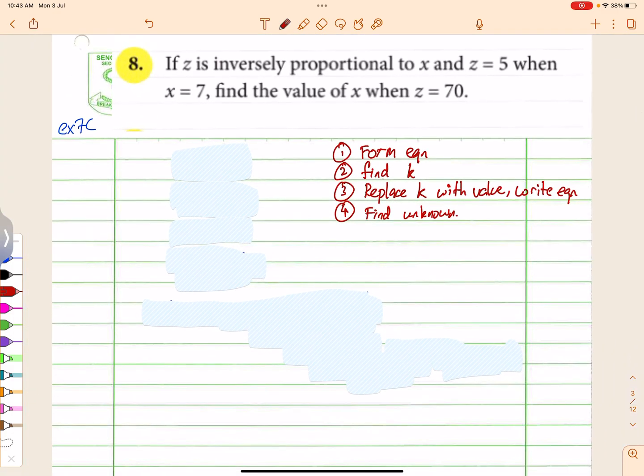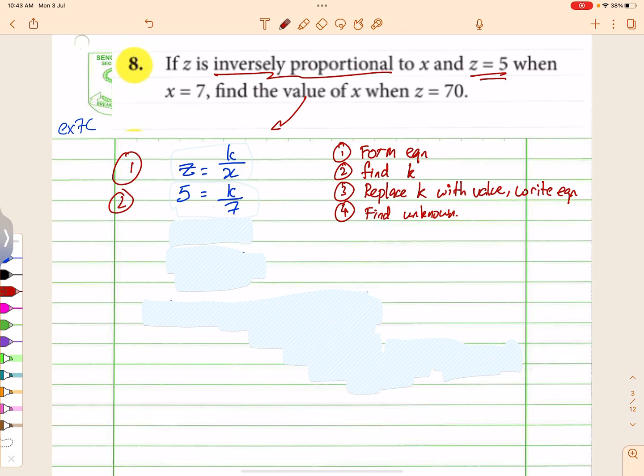Again, same 4 steps. Step number 1, I want to write the equation. Inversely proportional, so it looks somewhat like that. Step number 2, I want to try and find K. So putting in 5 and 7 into the equation, you should be able to find K quite easily. And then step number 3, I want to rewrite the equation, so I want to replace the K with a number.